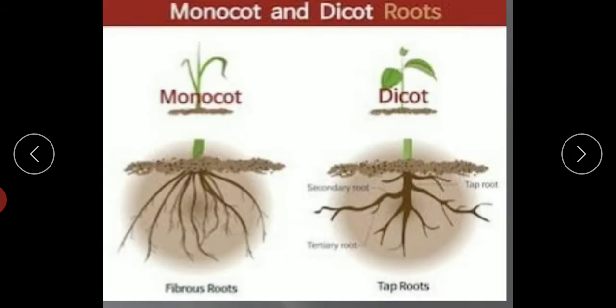As the diagrams have shown, these are the two types of roots. This is the root of a monocot plant and this is the root of a dicot plant. Fibrous roots are present in monocot. They are present in the upper layers of the soil, grow from everywhere, give branches from every side, and don't go deep. But in dicot plants, there is one main root. This root gives its own branches and grows deep inside the soil. This is the difference between monocot and dicot roots.